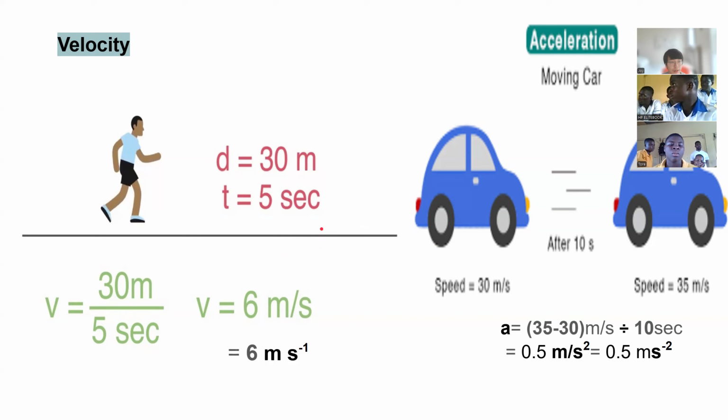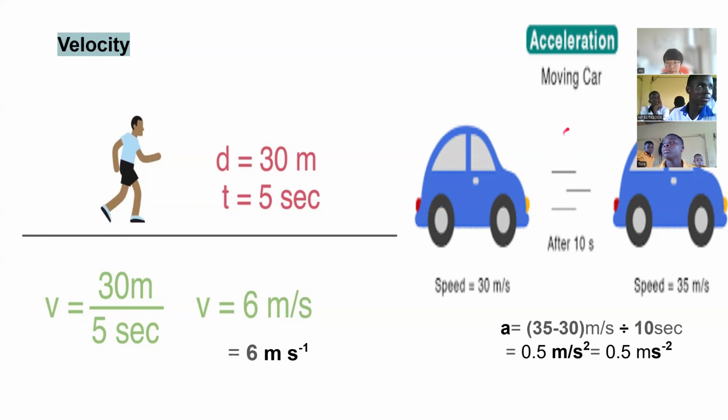And if you're asked to calculate the velocity from here to here, the distance is 30 meters, and it takes him 5 seconds to get from the start to the end of this 30-meter track. Then you might be asked, what is the velocity the man is moving, or the average velocity? Then it's going to be 30 meters over 5 seconds because it's change in distance over change in time. 30 divided by 5 is 6, and we have 6 meters per second.